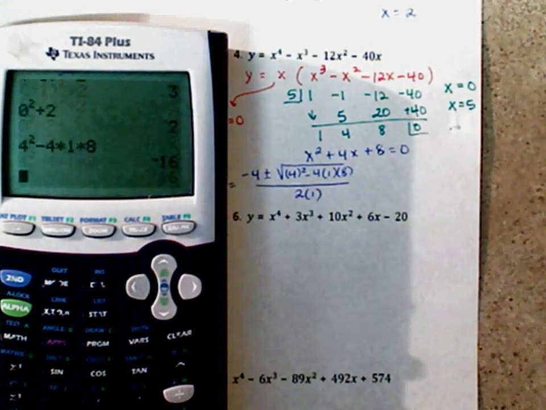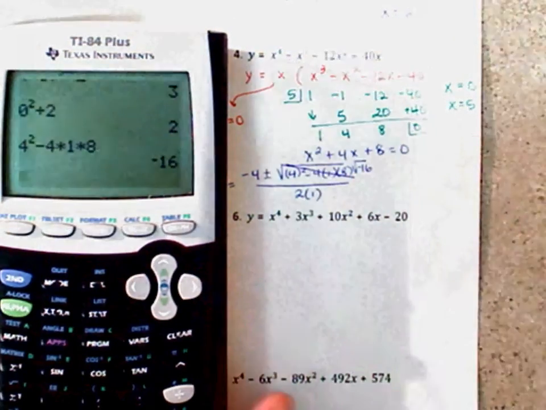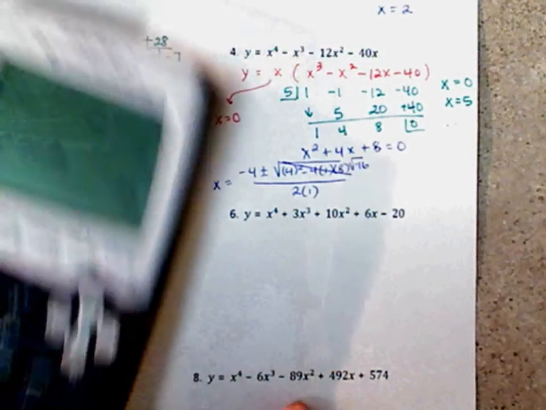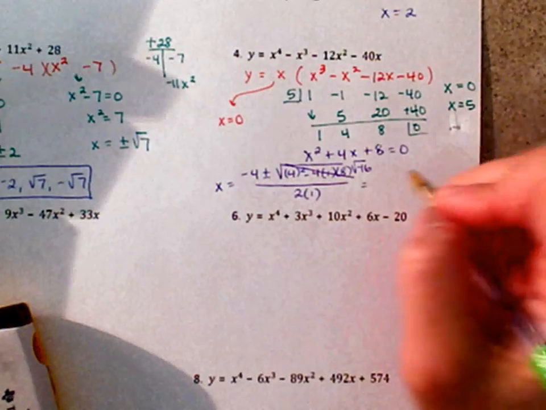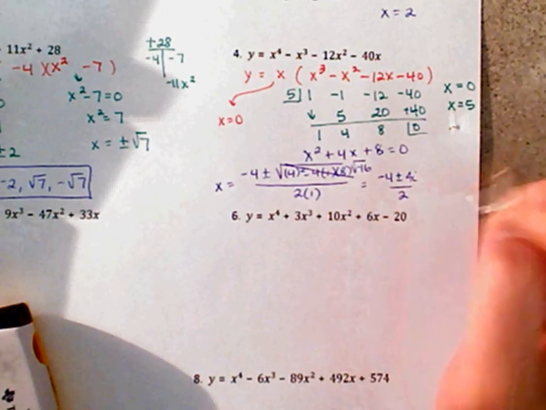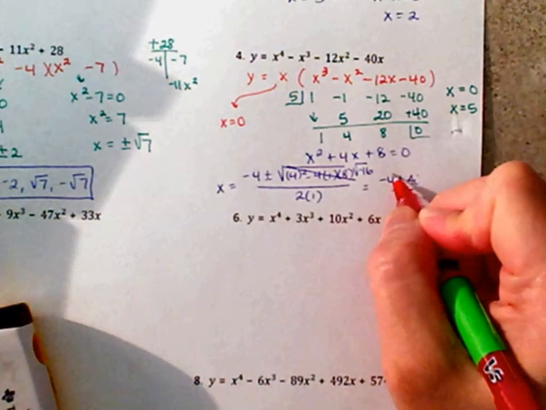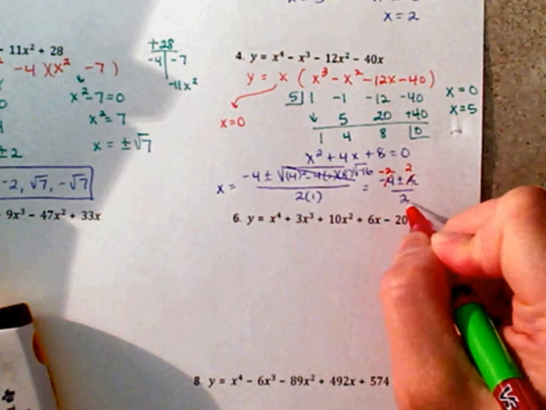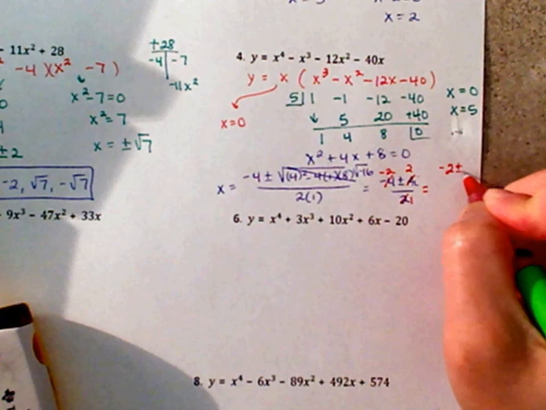That gives you square root of negative 16. Okay. You can't have a negative underneath the radical, so I'm going to factor out the square root of 16, which is 4. So you have negative 4 plus or minus 4i over 2. Now if you take a look, I can divide every one of these by 2. So your final answer is negative 2 plus or minus 2i.